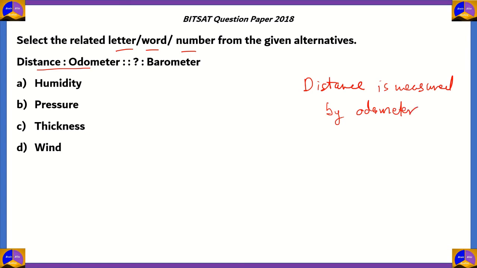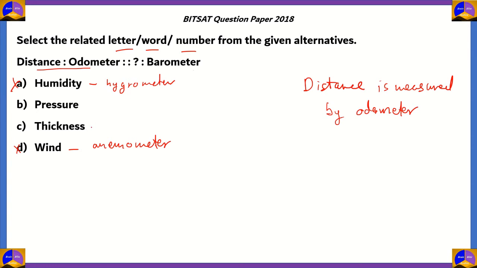So that means the barometer is an instrument that measures something, and that something is what we need to find out. Let's look at the four options. Humidity is measured by a hygrometer. So that means option A is incorrect. Wind is measured by an anemometer. So that means option D is incorrect.